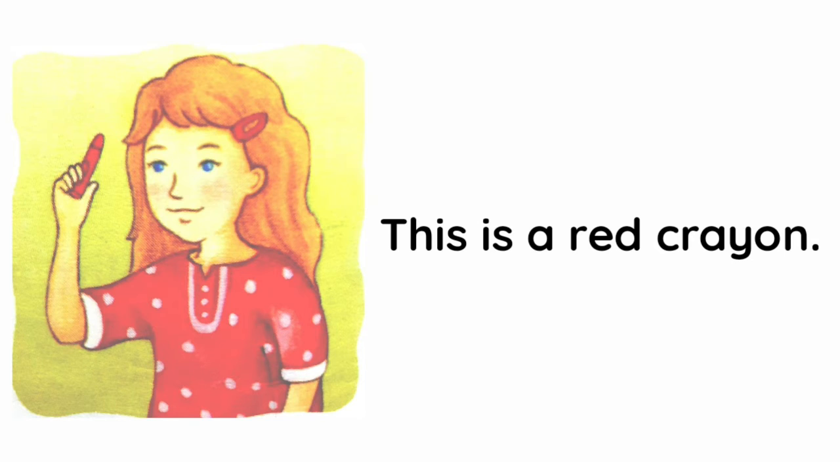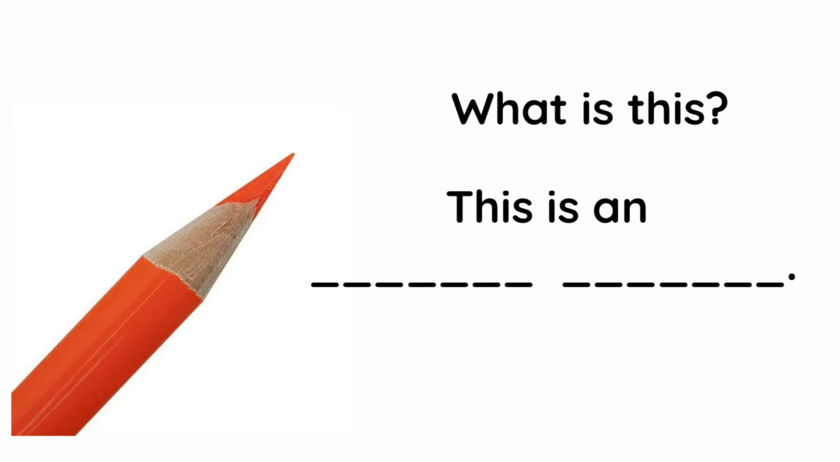Take a look at the picture. Let's read the sentence. This is a red crayon. Kids, what is the color of the crayon? Red. Very good. Kids, at this time we are going to have a short exercise.